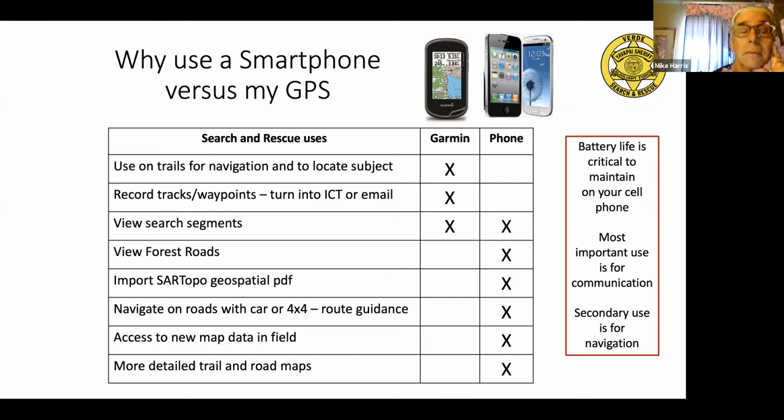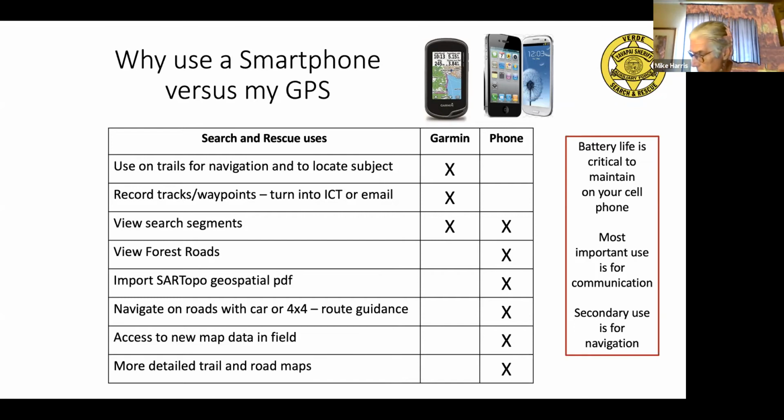But the phone offers advantages that the Garmin GPS units do not. You can view forest roads on phone or iPad apps. You can import SAR topo, what are called geospatial PDFs, also called geotagged PDFs. These are PDFs that the deputies send out that when you put it in the right app, it'll actually locate you on that PDF and it'll trace you just like on any map or your GPS. So it's called a geospatial or a geotagged PDF. Can't do that on your Garmin.